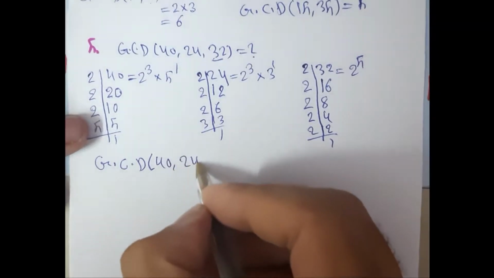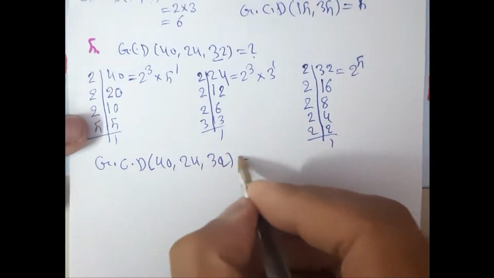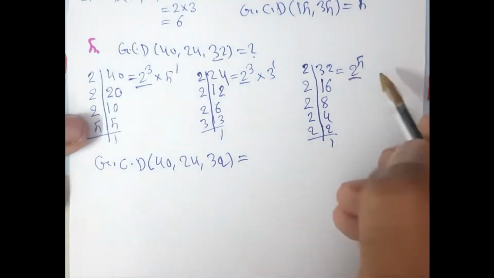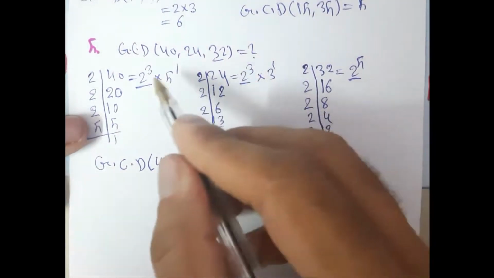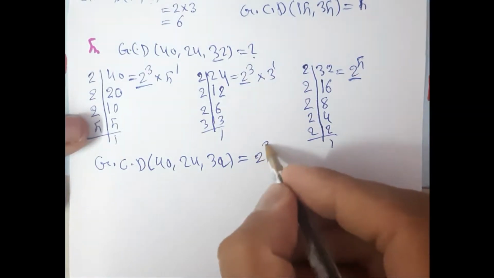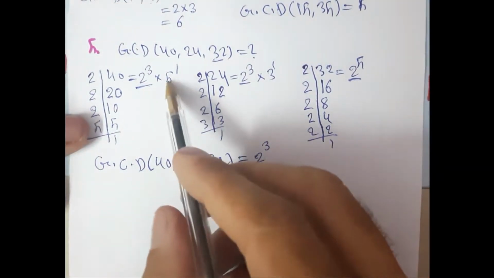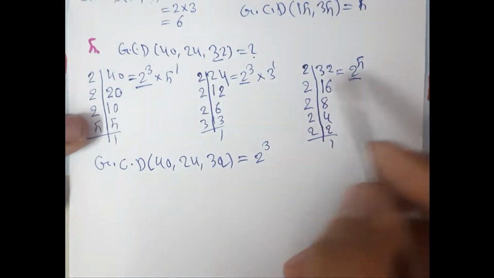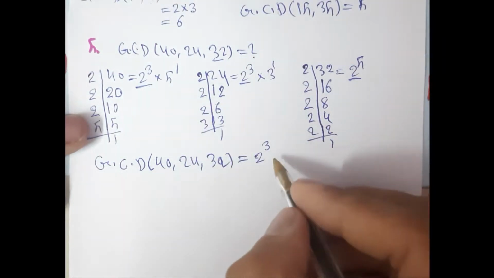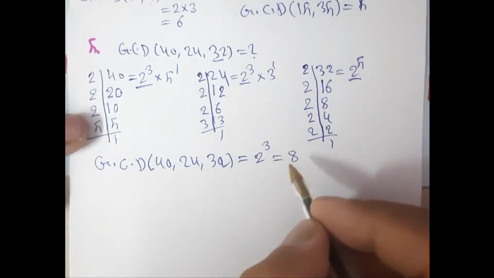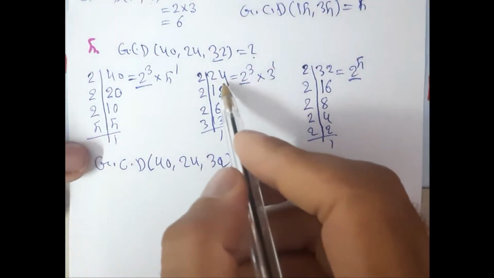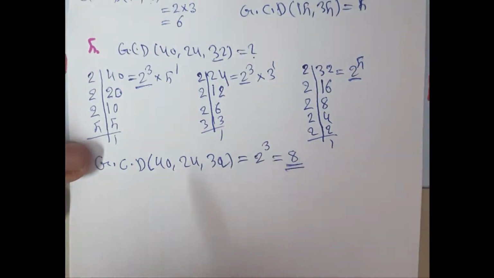The GCD of 40, 24, 32 is equal to, here we have 2 power 3, here we have 2 power 3, but here we have 2 power 5. Which one is the least? From these we choose 2 power 3. Here we have 5 power 1, but we don't have it in the other two numbers. Here we have 3 power 1, but we don't have it in the other numbers. Therefore, 2 power 3, which is equal to 8, is the GCD of 40, 24 and 32.